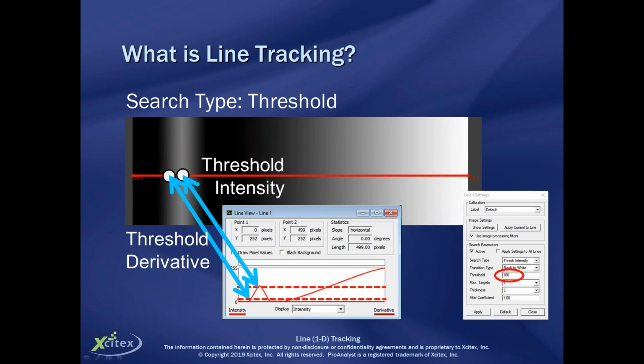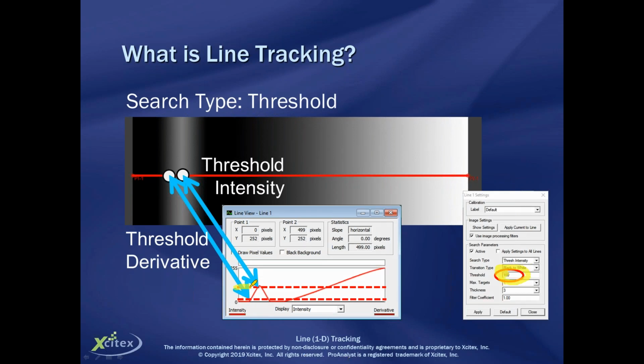So the other type is threshold. When the threshold is selected, you can enter a threshold value into the open field. Once that value has been reached according to the directionality of the line, the point is placed. So in this instance, our threshold value is set to 100, as we can see over here.